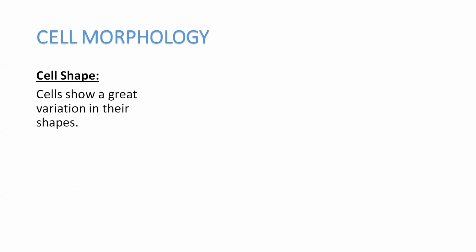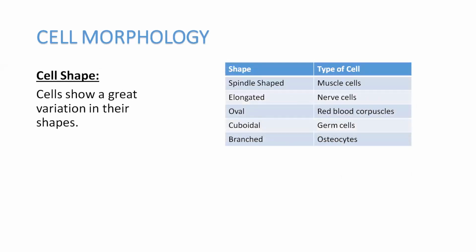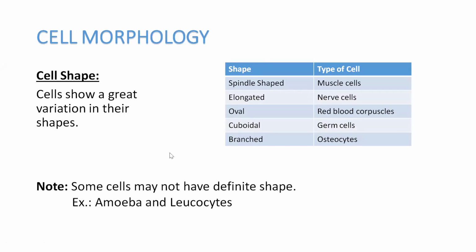Coming to the cell morphology, it means we are going to talk about the size and shape of cells. Cells show great variation in their shapes. We have listed out the different types of cells from the human body. I hope you made a note of all these things in your previous class. Even some cells may not have a definite shape, so you can remember these examples, that is amoeba and leukocytes. Amoeba is in general and leukocytes are the human cells.